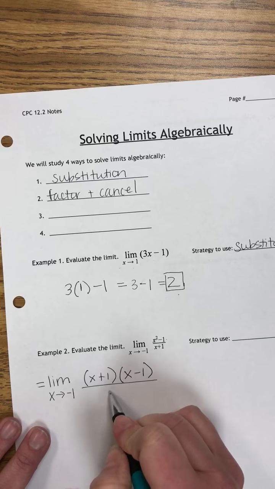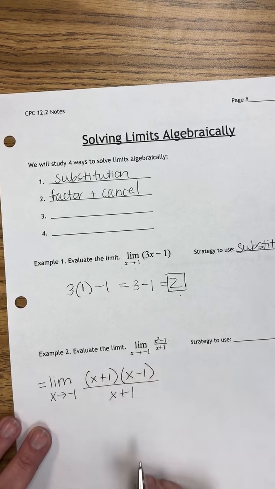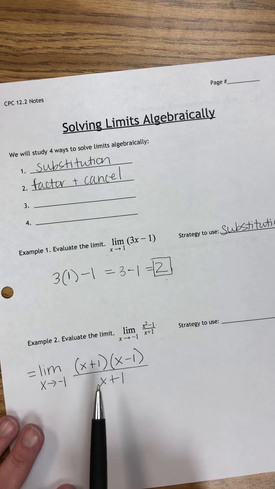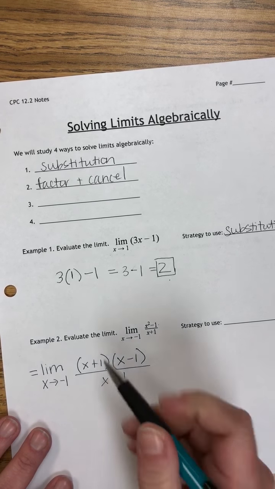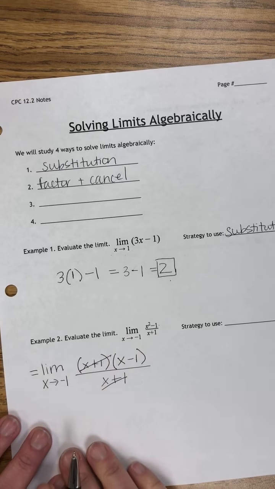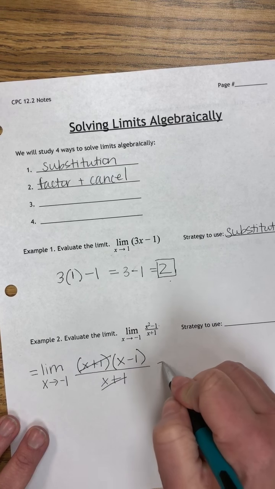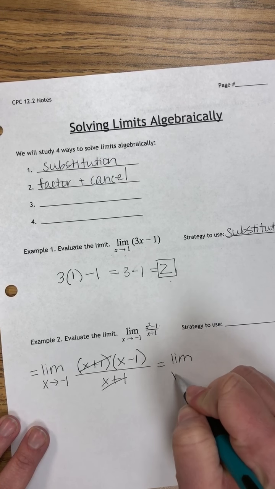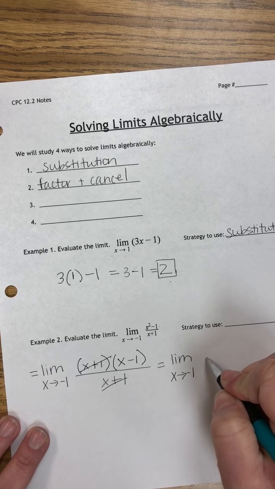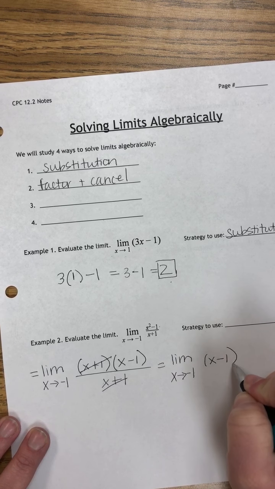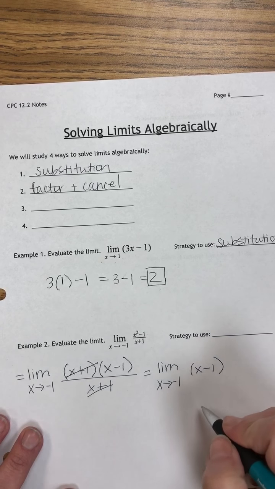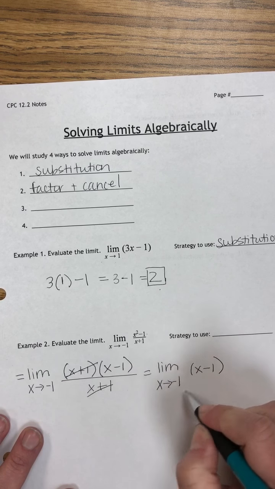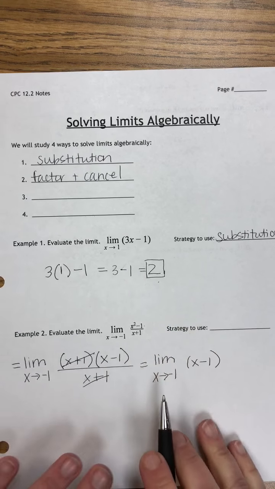The bottom I'm going to leave the same, x plus 1. Then you notice that you have an x plus 1 on the top and an x plus 1 on the bottom. And so then you can go ahead and cancel those two. And then you're just left with the limit as x approaches -1 of x minus 1. Now, once you've done that, once you've factored and canceled, then you can go ahead and try to re-plug in the limit that you're looking for.